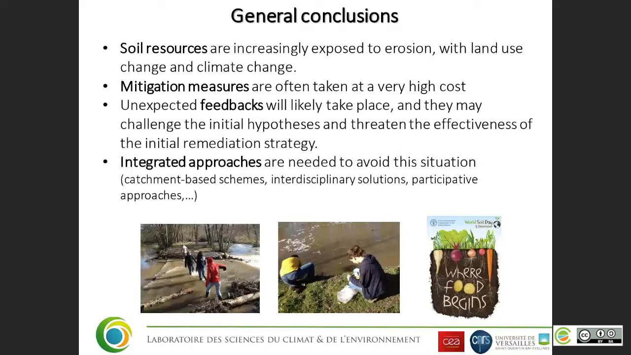So I think that integrated approaches, as we introduced with your projects, are needed to avoid the situation. But it's difficult as well to tick all the boxes, like to have catchment-based approaches, interdisciplinary solutions, participative approaches, because if local people are reluctant to adopt your solution, nothing will happen.